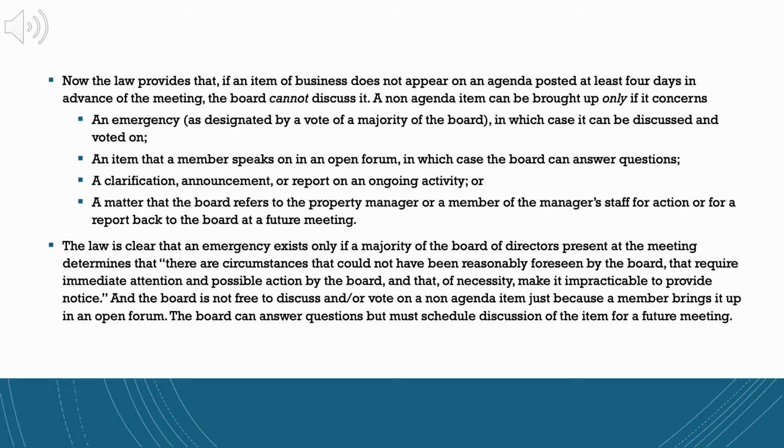the meeting determines that there are circumstances that could not have been reasonably foreseen by the board that require immediate attention and possible action by the board, and that of necessity make it impracticable to provide notice. The board is not free to discuss and/or vote on a non-agenda item just because a member brings it up in an open forum. The board can answer questions but must schedule discussion of the item for a future meeting.